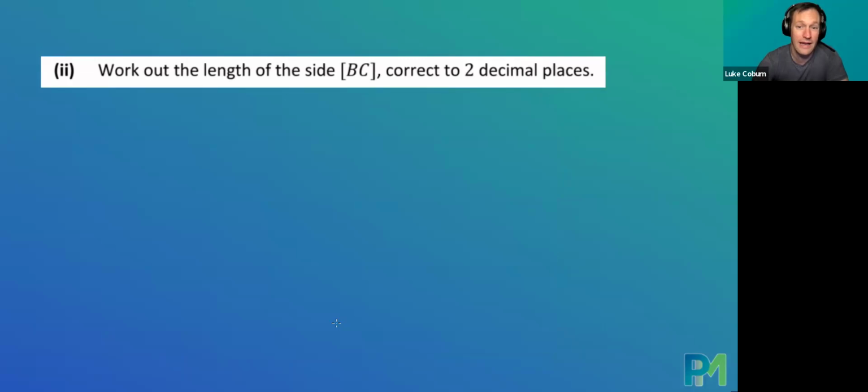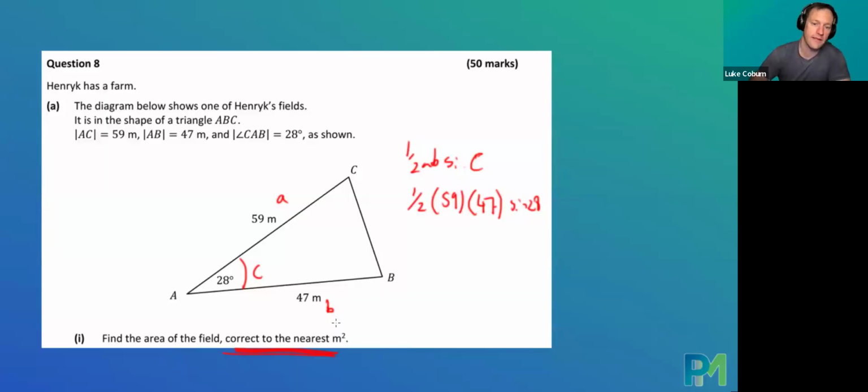And then it says work out the length of this side, the side BC. So let's go ahead and call the side BC, we'll call that c. And now we have the formula: c squared is equal to a squared plus b squared minus 2ab cos C.